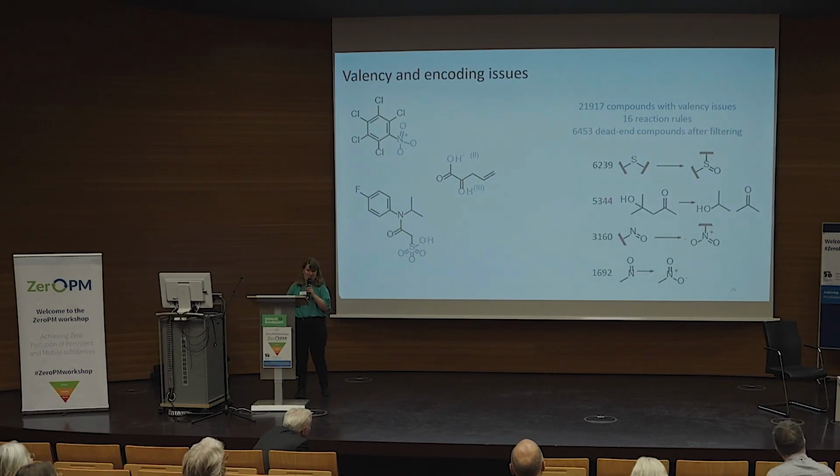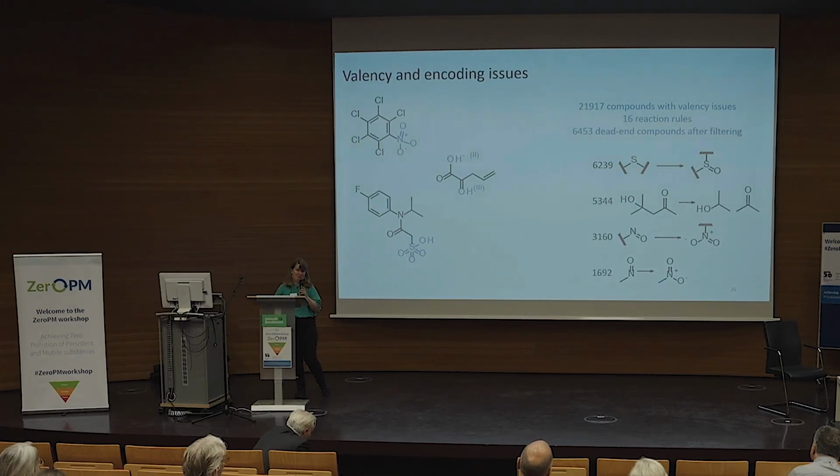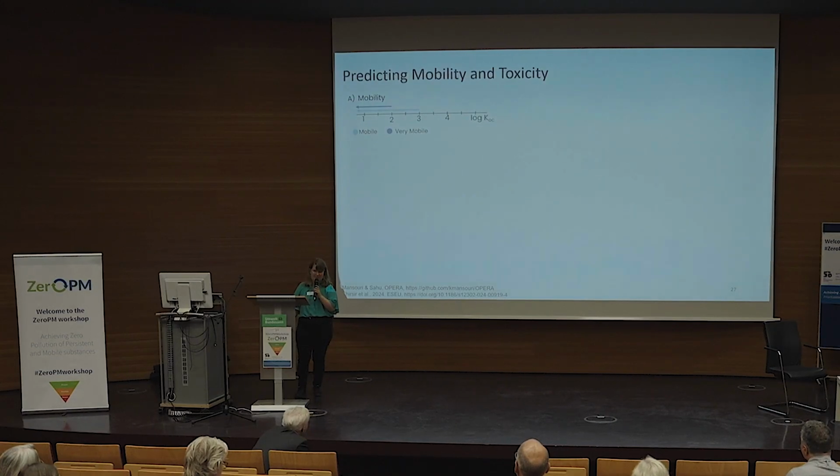So after this filtering, we also mapped these structures back to their corresponding reaction rules, and it turns out that it is actually only 16 reaction rules in the model that are causing this. And so we're hoping that in the final version of the model, we will be able to fix this problem. But after removing these structures, we are then down to 6,453 dead-end transformation products. So that's it for persistency.